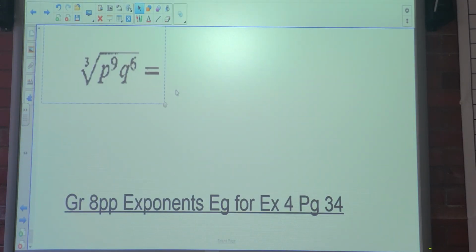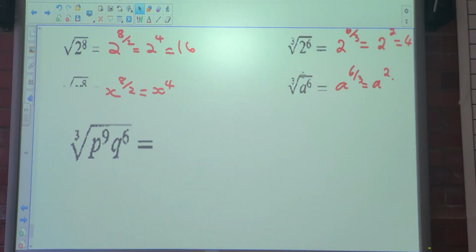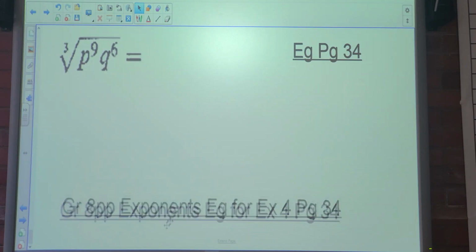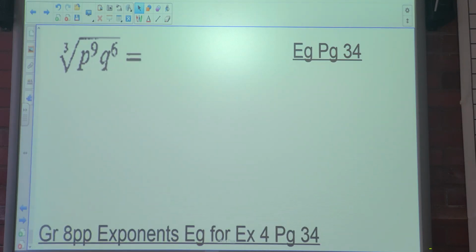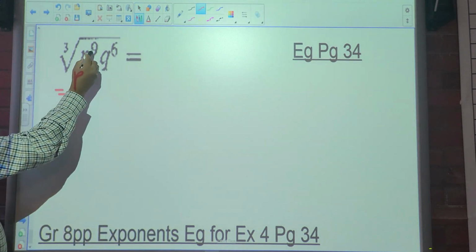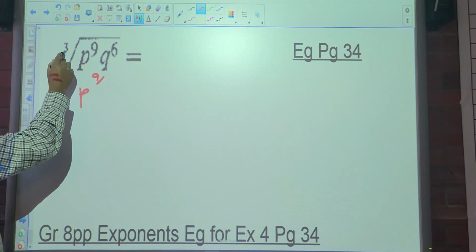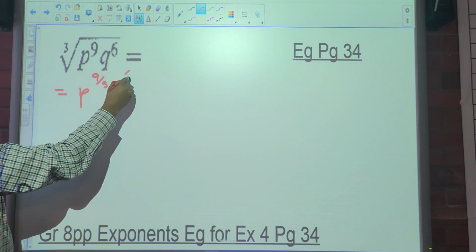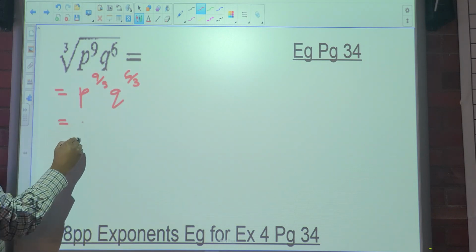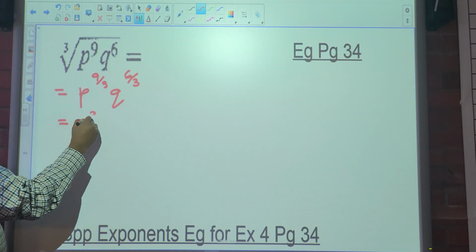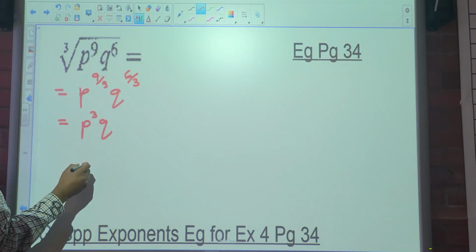Here's the next one. The cube root of p to the 9, q to the 6. What will this answer be? This will be p to the exponent 9 over 3, q to the exponent 6 over 3. There's p. What's 9 over 3? 3. Q. 6 over 3?